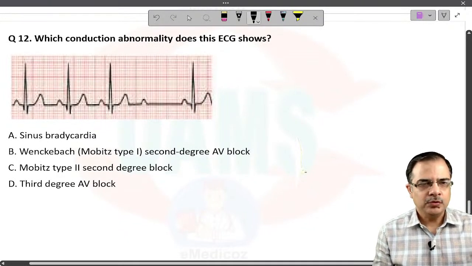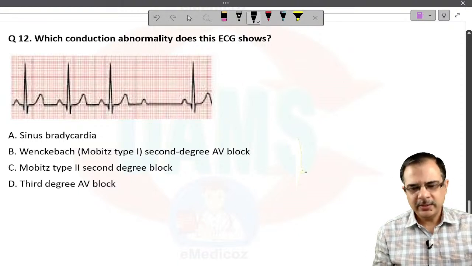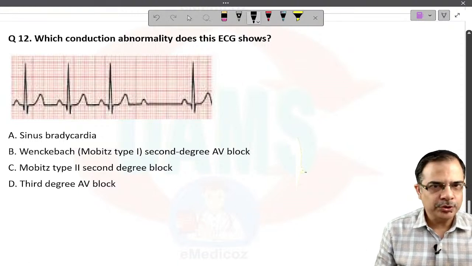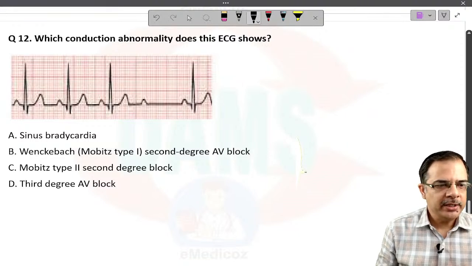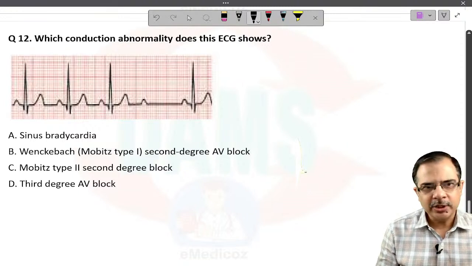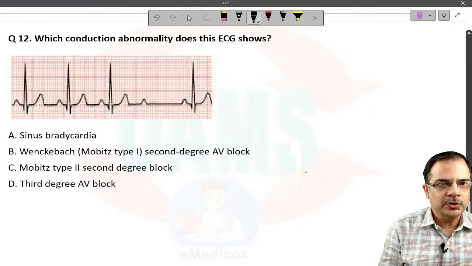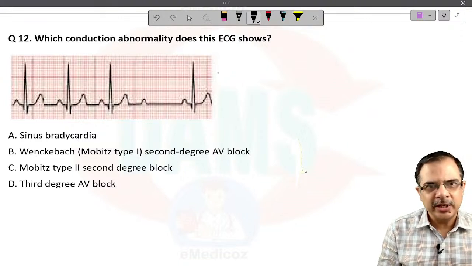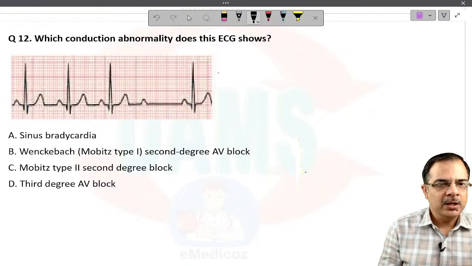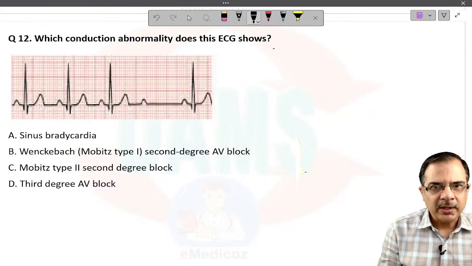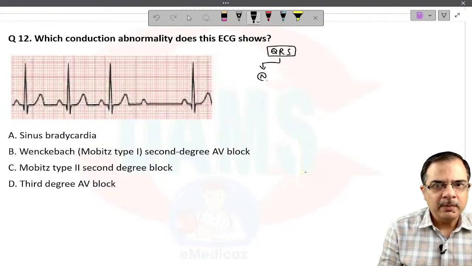Now, coming to question number 12. Question number 12 is an ECG based question on arrhythmia. Which conduction abnormality does this ECG show? If we look here, grossly there is some sort of bradycardia. In bradycardia, you should look at the QRS complex first, whether it is normal or wide.